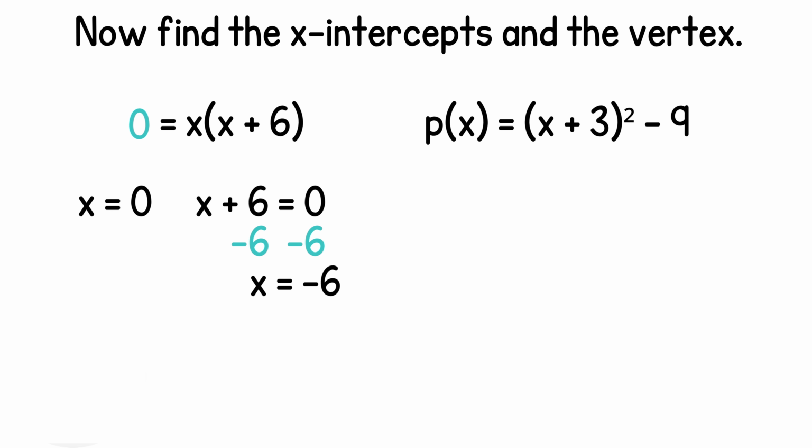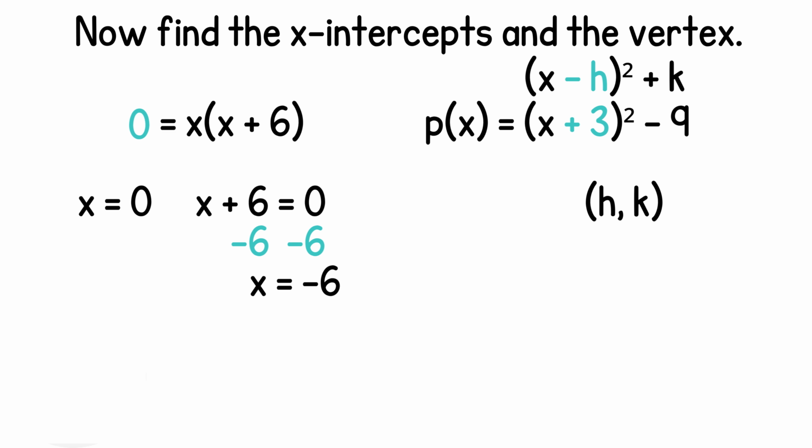This will give us x is equal to negative 6. So now we can see that our x-intercepts happen at 0 and negative 6. Now let's look at p of x to find the vertex, since this one is in vertex form. Vertex form is (x minus h) squared plus k, where (h, k) is going to be our vertex.